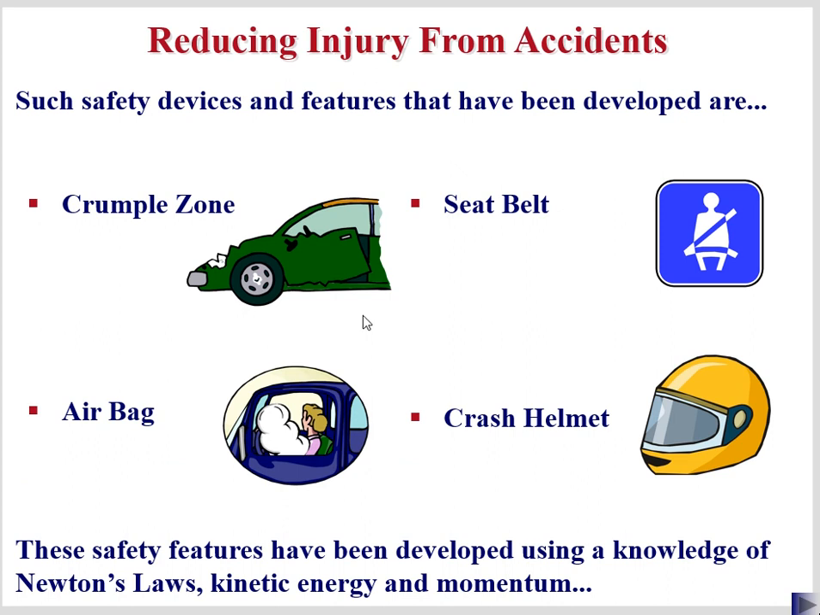How can we do this? We can use a crumple zone, which extends the distance, and therefore extends the time over which the collision occurs. We can use a seatbelt, which slows down the rate of movement forward. You can use a crash helmet so that the helmet itself absorbs the impact and absorbs the force. We can use an airbag so that, again, it extends the time over which the collision is occurring. As the airbag deforms, the time is increased.